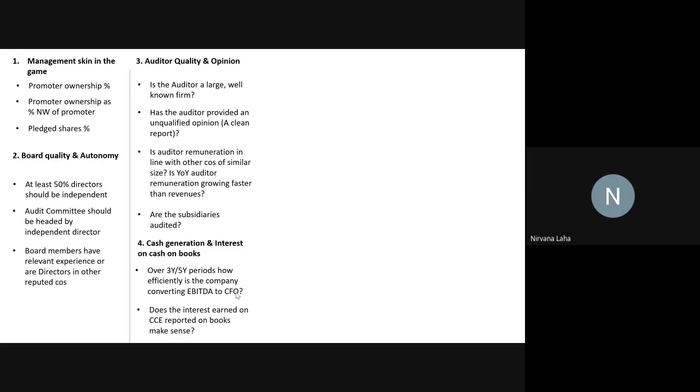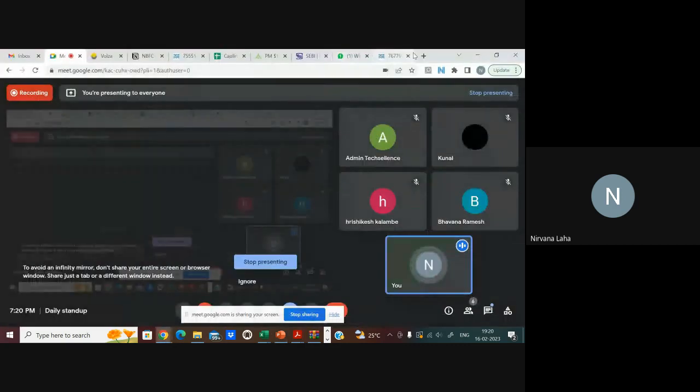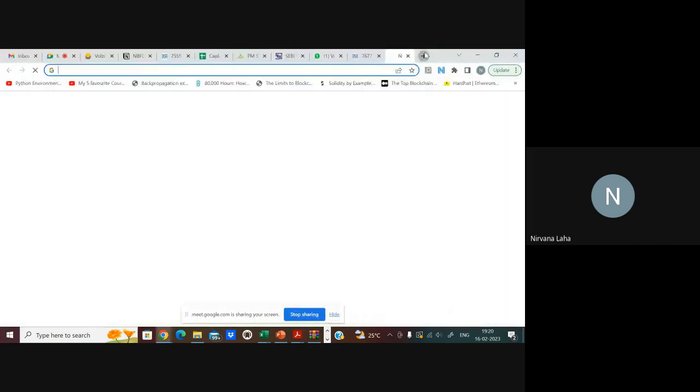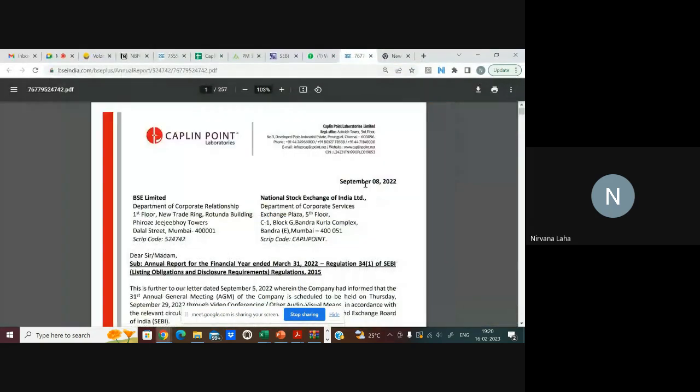Yeah, let's take an example. I was currently researching this company called Kaplan Point Laboratories. So let's see this example. This is the annual report of Kaplan Point. Kaplan Point manufactures pharmaceutical goods and sells them in South American countries. 90% of their revenues come from sales in South America, and 10% from sales to the USA. So this is a cheap company. That's why I'm interested. But people in the past have said that this company has some governance issues, some issues with respect to fraud, etc.